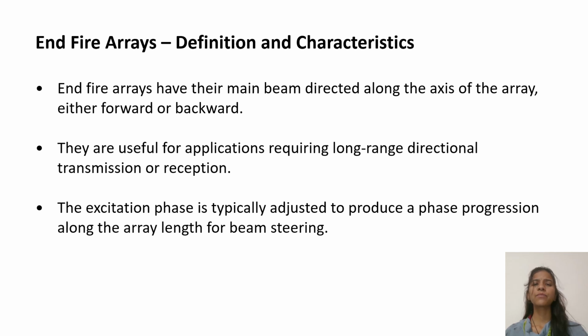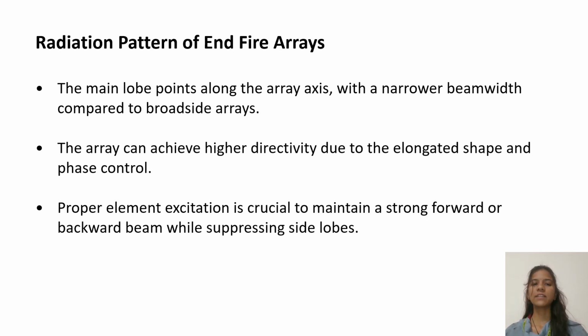Endfire arrays: definition and characteristics. Endfire arrays have their main beam directed along the axis of the array, either forward or backward. They are usually used for applications requiring long-range transmission or reception. The excitation phase is typically adjusted to produce a phase progression along the array length for beam steering.